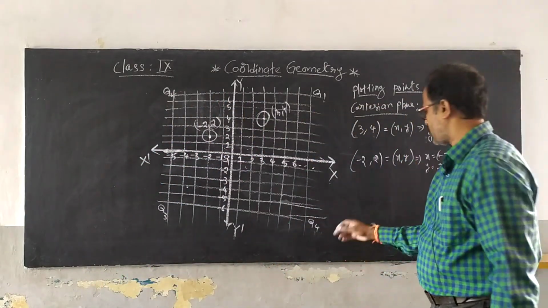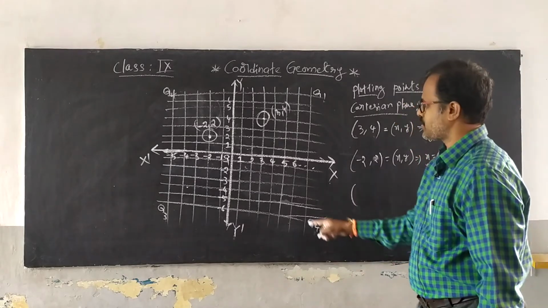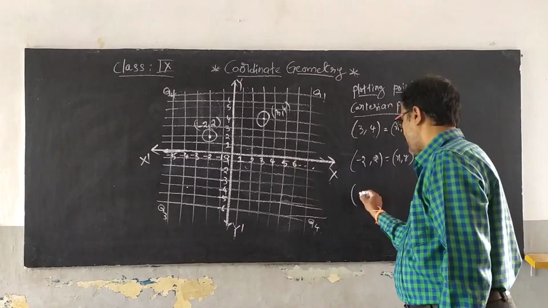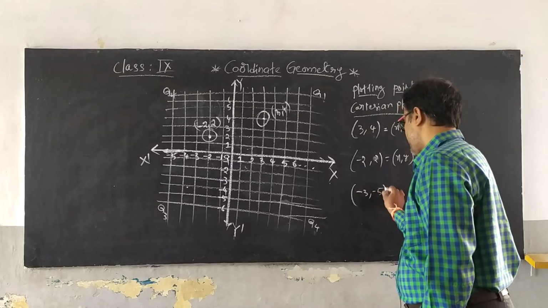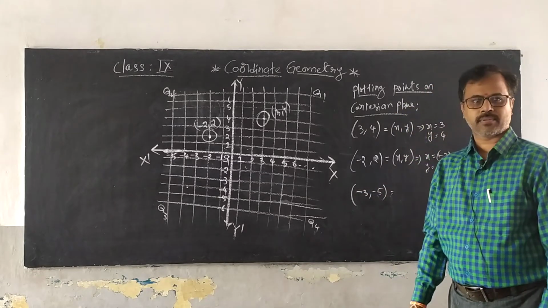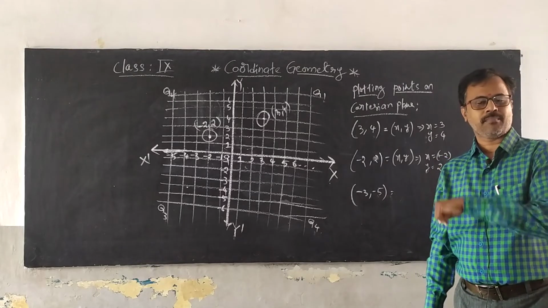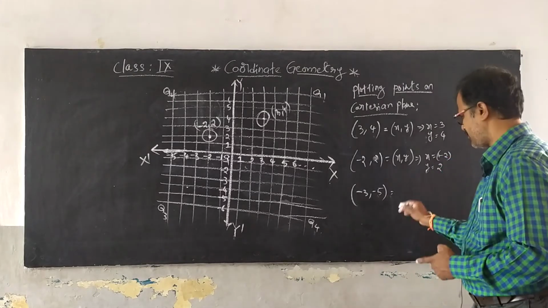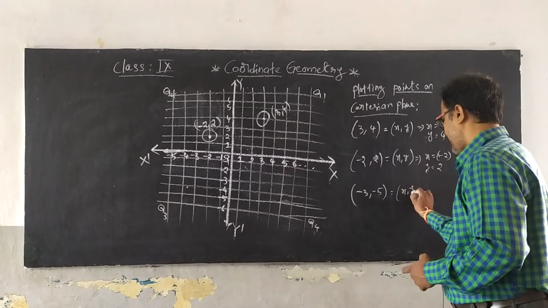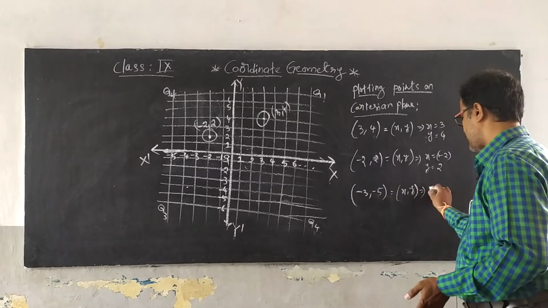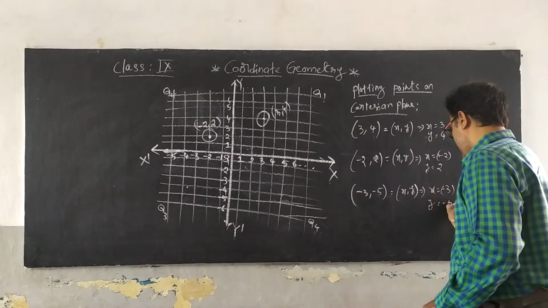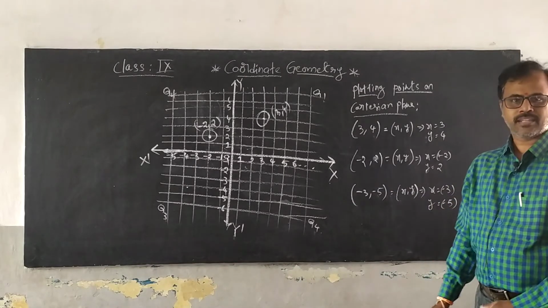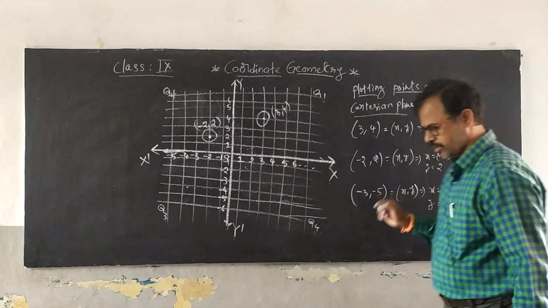Now I want to ask you one more point. For suppose I want to take minus 3 comma minus 5. Come on, tell me, where do you keep the point? Minus 3 comma minus 5. Yes, first of all x comma y, very good. Now x is equal to minus 3, very good. Now y is equal to minus 5. Clear, guys?